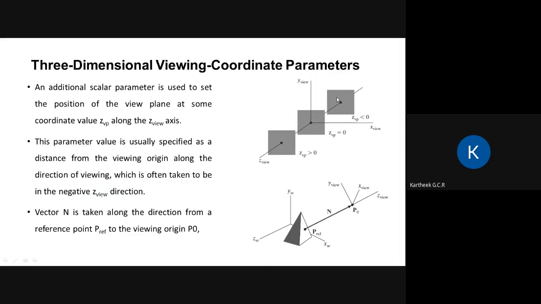Now, see here, this image gives you the view plane at position ZVP. This will be your Z view, Y view, and X view. If Z view is positive, your plane will be somewhere here. If it is negative, your plane will be somewhere here. If it is 0, your plane will be exactly at the place where the camera is.